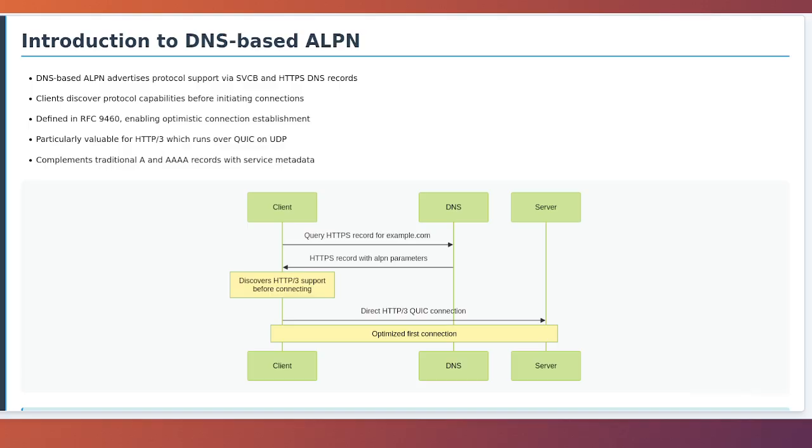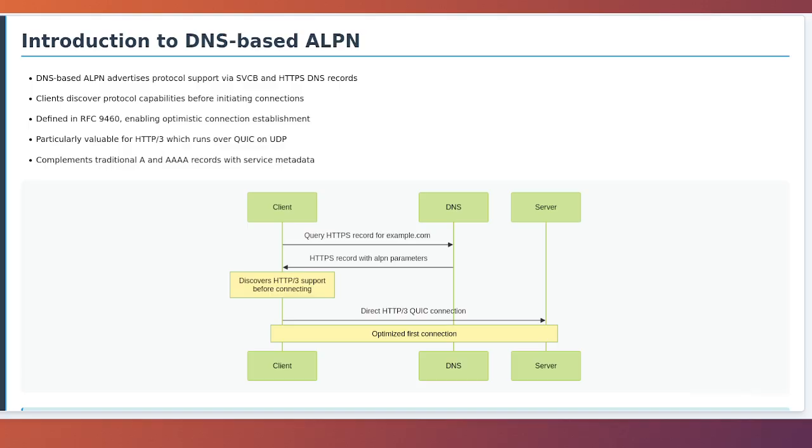DNS-based ALPN solves this problem by advertising protocol support information directly in DNS records, specifically through two new record types: SVCB, which stands for Service Binding, and HTTPS records. These record types allow servers to publish rich metadata about their capabilities before any connection attempt is made. Think of it like checking a restaurant's menu online before you drive there, rather than discovering they don't serve what you want only after you've made the trip.